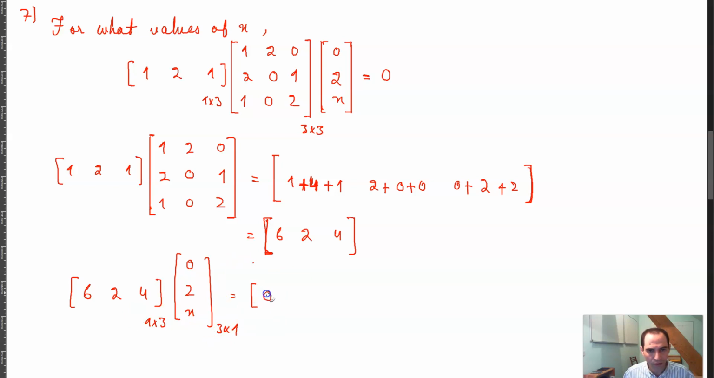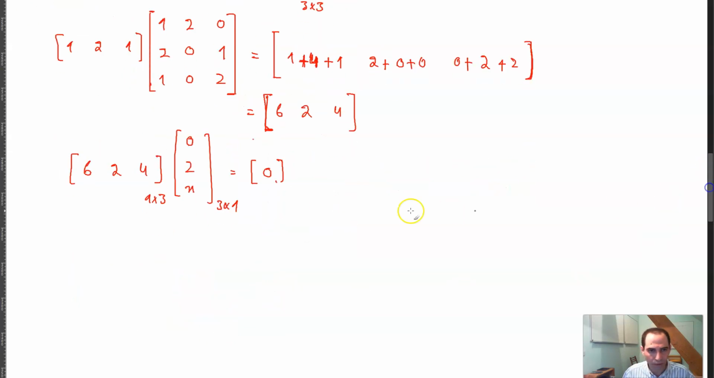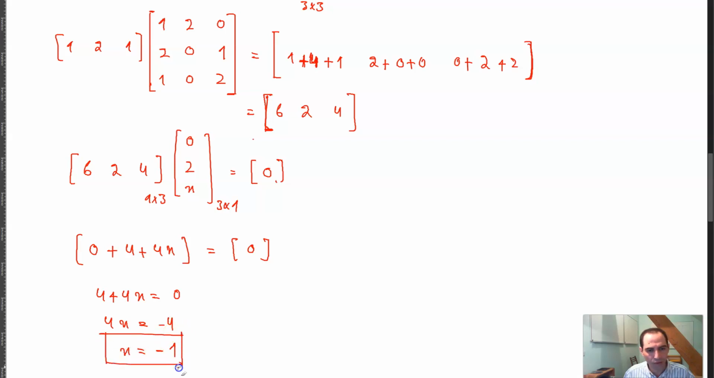So I write it as a matrix containing only 0. And therefore you have 6 times 0 is equal to 0, plus 2 times 2 is equal to 4, plus 4x. That is equal to 0, which means that 4 plus 4x is equal to 0, which means that 4x is equal to negative 4, which means that x is equal to negative 1. I think the only value for x is therefore negative 1.